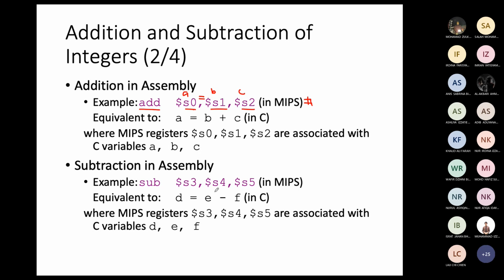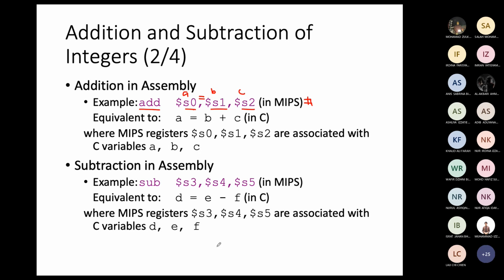Okay, the same can be applied to subtraction in assembly. We have sub S3, S4, S5. Okay, which is equivalent to D is equal to E minus F, whereby the MIPS registers S3, S4, and S5 are associated with D, E, and F.